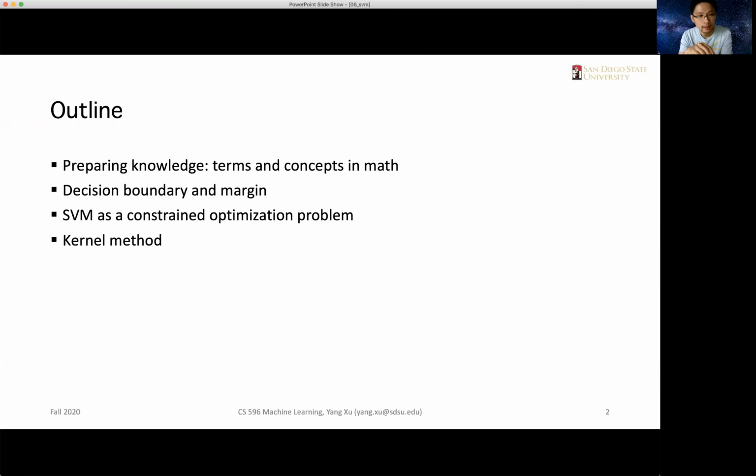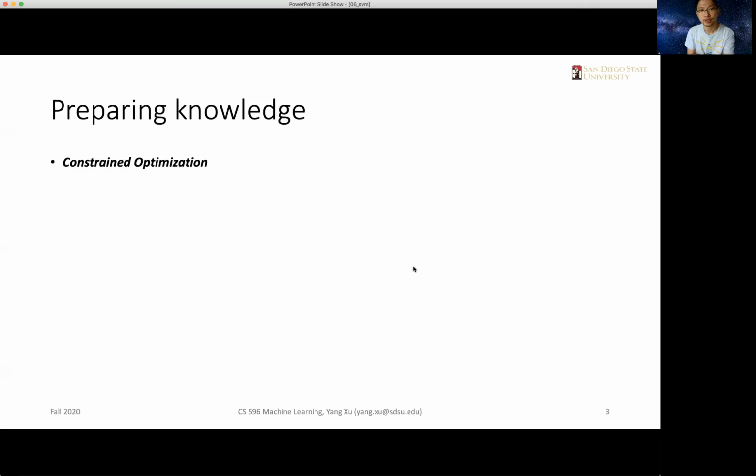okay? And in the second half of the lecture, which we probably will put into next week, we will go into the details of how we solve the SVM model as a constrained optimization problem, okay? And we'll look at some variants of it, like the kernel methods that we're going to talk about. All right, so let's enter the preparation part. Let's look at what knowledge we're going to use.